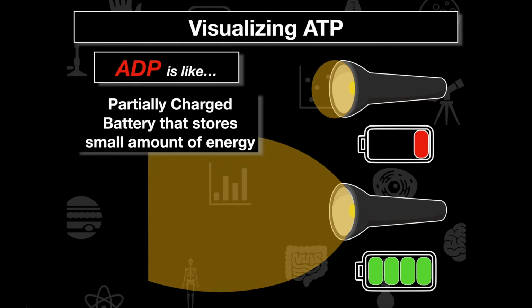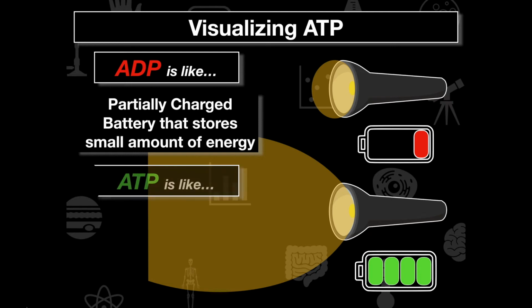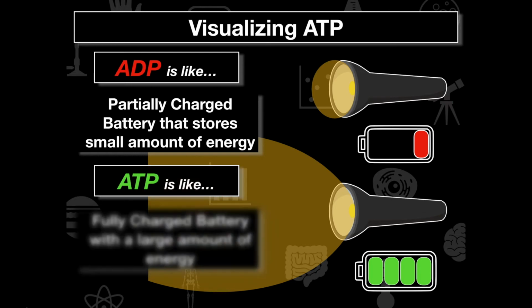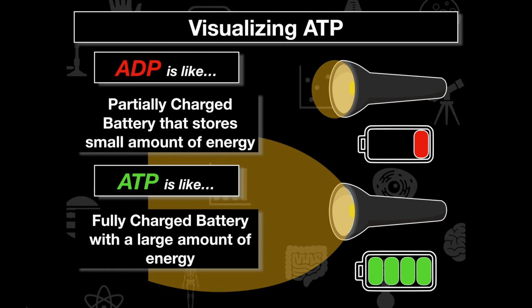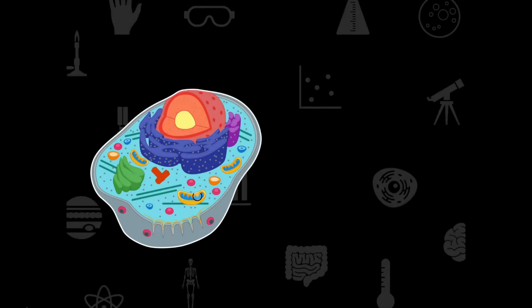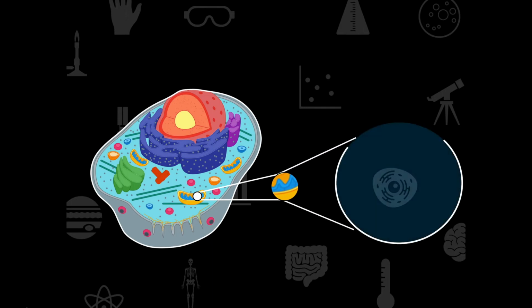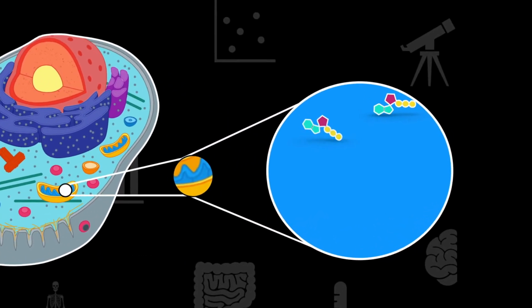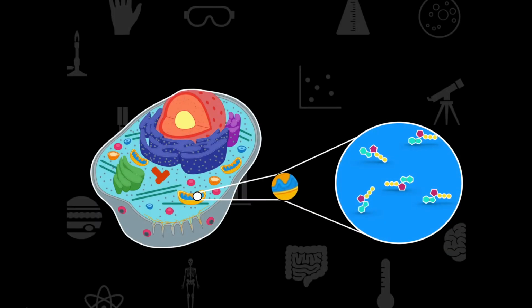The partially charged battery only has a small amount of energy, whereas the charged battery in the flashlight is kind of like ATP. It has a fully charged battery, and it's going to have a lot more energy, and that energy can be used to create a larger beam of light. So really what our cell's going to do is get glucose, and that glucose gets sent to the mitochondria. Then within the mitochondria, all of these ATP molecules are going to form. But how are they going to release the energy necessary for this cell to use?